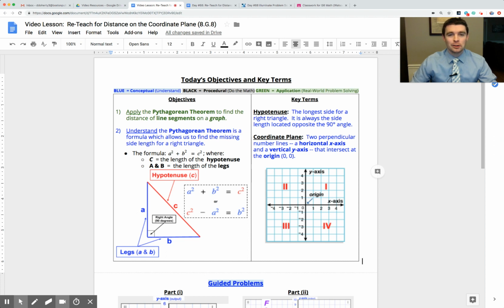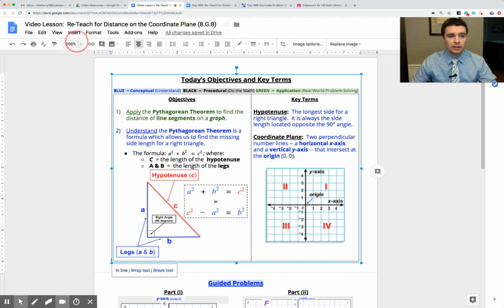Good morning. Tomorrow, Friday, we have our Illuminate assessment. So today is our last day of review or reteaching. The last thing we're going to reteach today is how do we find the distance for line segments when they're on the coordinate plane.